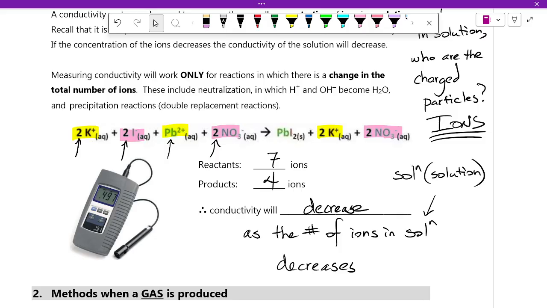And we're not going to spend too much time talking about the methods when a gas is produced because we talked about it yesterday. But do you remember what equipment we could use to measure volume of a gas? No, a barometer would not measure volume, it would measure the pressure.